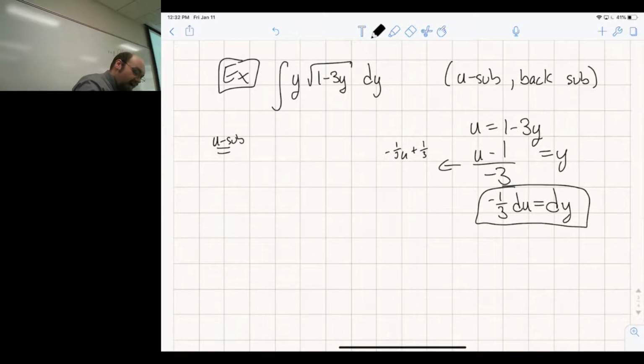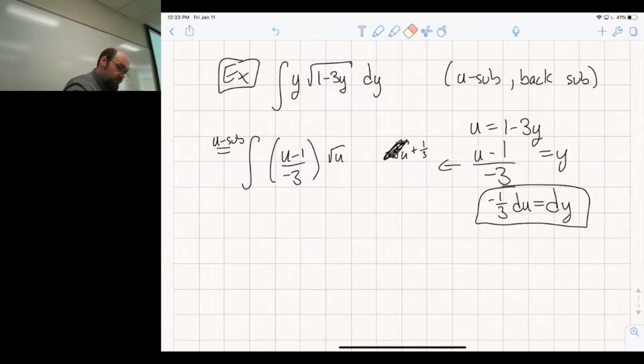So under this u sub back sub thing, y now is going to become u minus 1 over negative 3. And the thing under the radical is going to become u. And then dy, notice dy is negative 1/3 du. So what I have effectively done is changed all my y's to u's. And you're like, well, that doesn't look like it made anything any better, right? You should probably naturally think that right now.